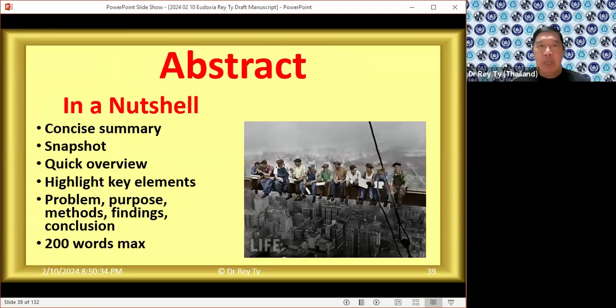So in a nutshell, when you do write your abstract, take this into consideration. It should be concise, a summary. It's like looking into the soul of your paper. Okay? It's a snapshot of your whole paper. It's a super duper quick overview of what you have written, and you must highlight the most important elements, among which are the problem, the methods, the findings, the conclusion. And oftentimes it's 200 words max. But again, follow the author guidelines. They vary from one journal or conference to another.